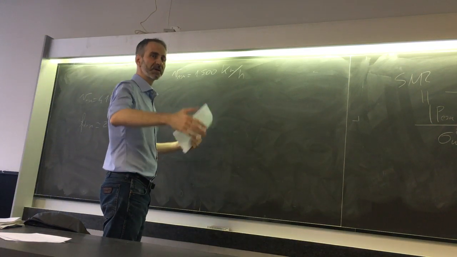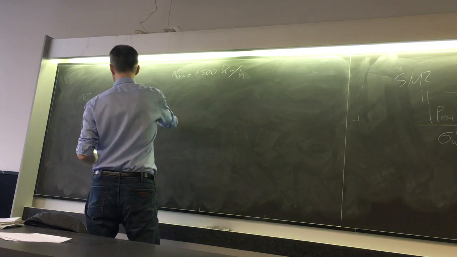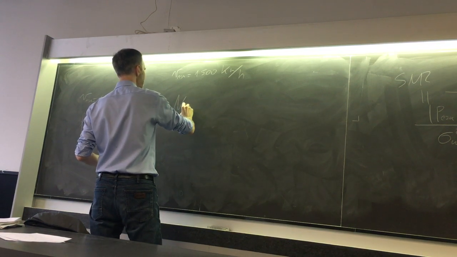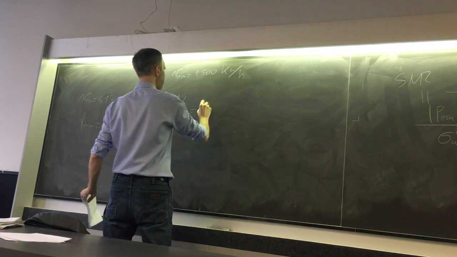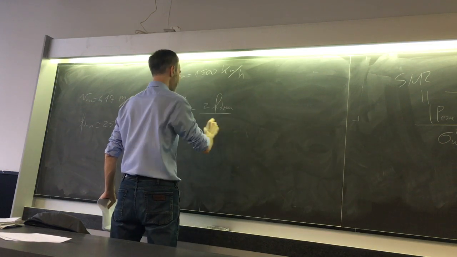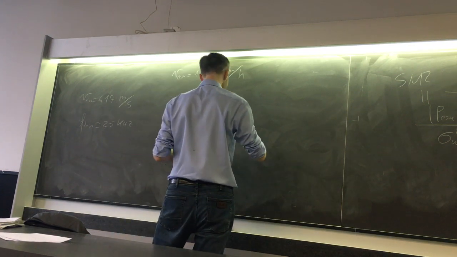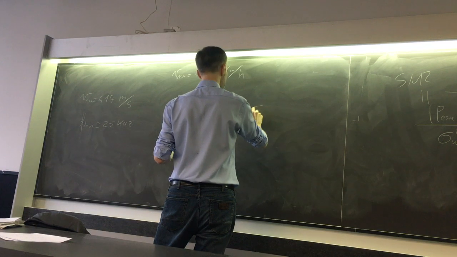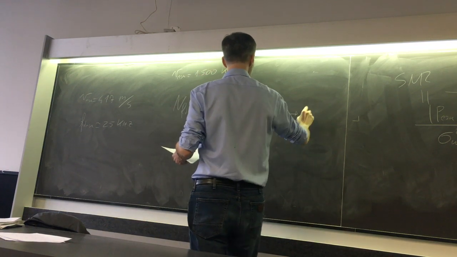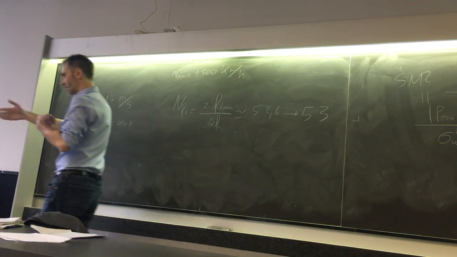The total interval is plus to minus FD max, so the number of Doppler frequencies is twice the maximum frequency divided by the delta. And this will give you more or less 50, so you get 52.6. So you need 53 different frequencies.